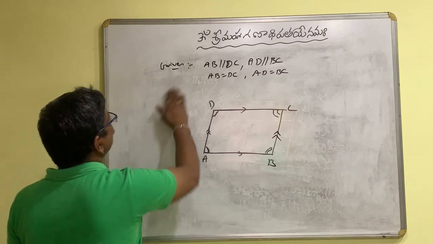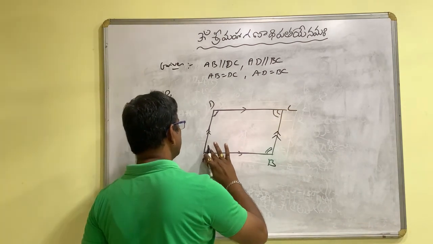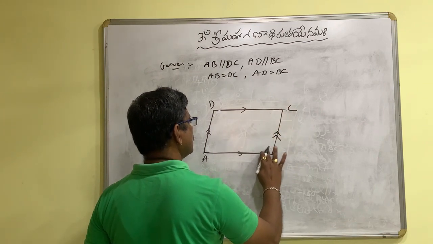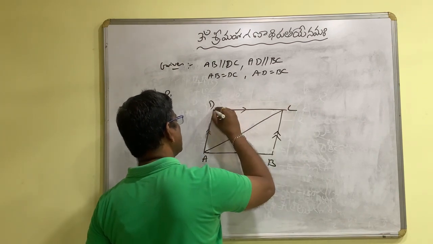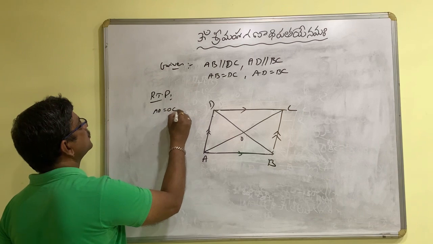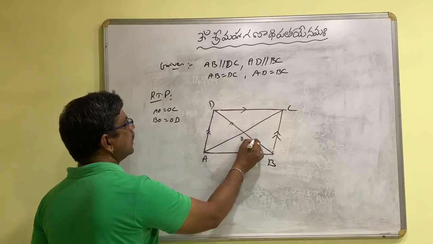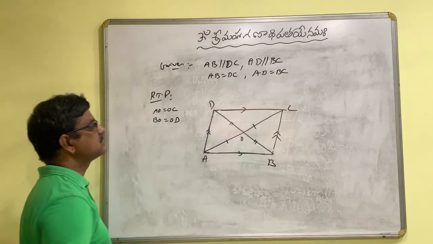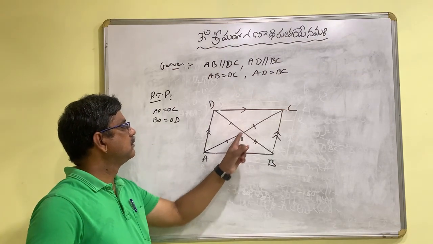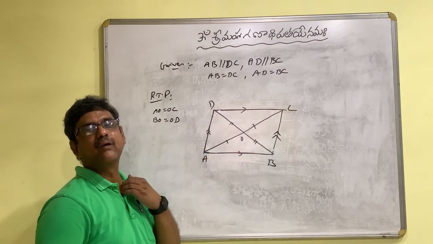Now, what is required to prove? Required to prove is AO is equal to OC, BO is equal to OD. Means these two are equal and these two are equal. That is what we have to prove. We have to prove AO and OC are equal, BO and OD are equal.